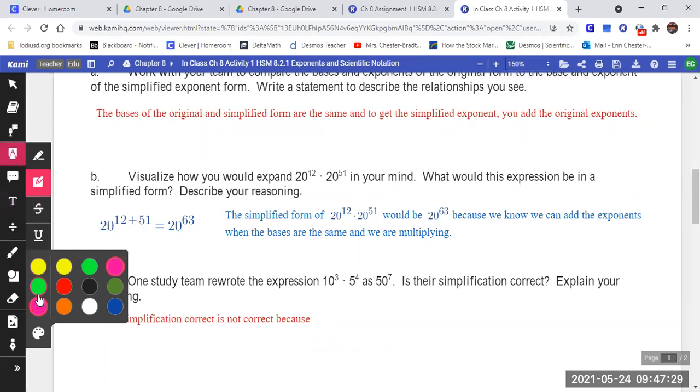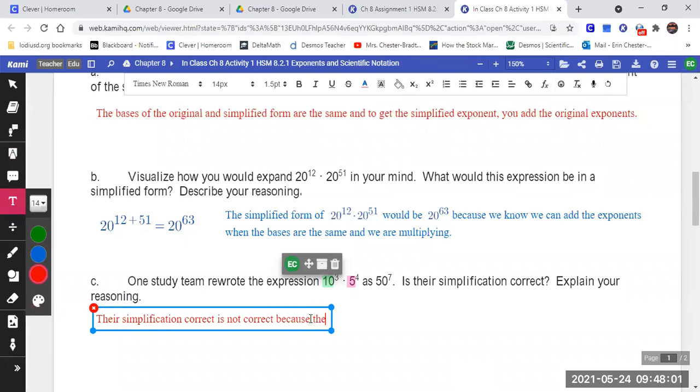This is what we're talking about by base. Base is the number that's carrying the exponent. So there's a 10 and there's a 5. Those are not the same. Since they're not the same, we cannot add their exponents. What we would have to do for this is solve the 10 to the third separately from the 5 to the fourth and then multiply when we're done. Okay.